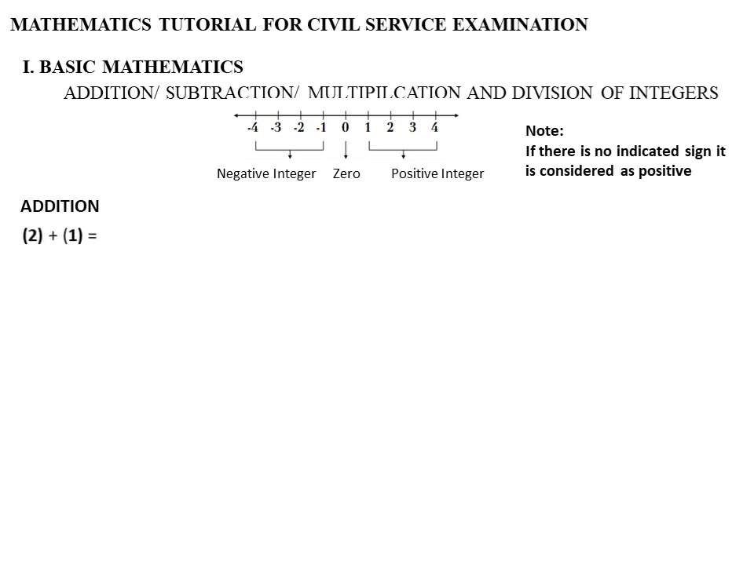So addition. Okay, 2 plus 1 is positive plus positive. The answer is positive. So the answer is 3. Let's just check the note. If there is no indicated sign, it is considered as positive. Okay, negative 3 plus negative 1. The answer is negative 4. So negative plus negative is a negative number.